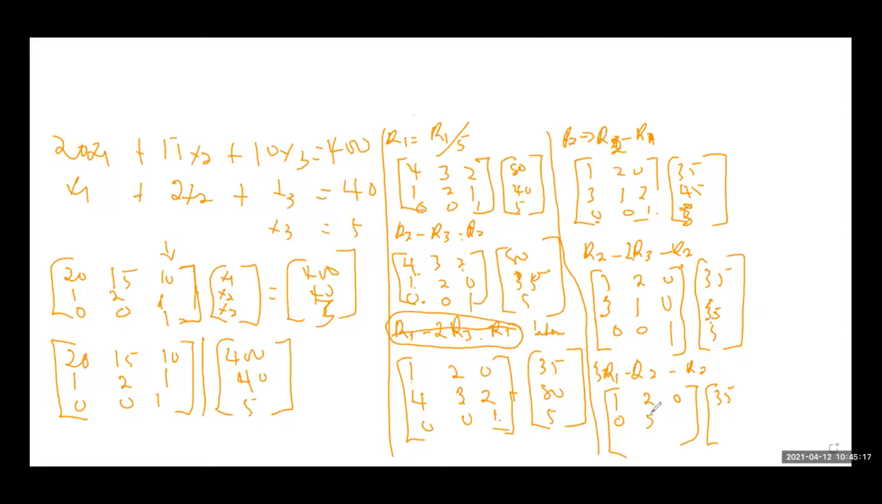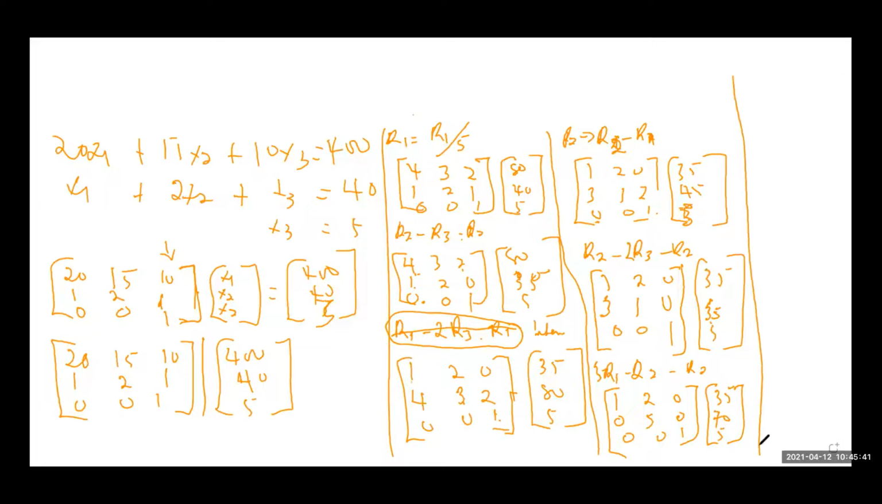6 minus 1 will give you 5. 3 times 0 is 0. 0 minus 0 is 0. 3 times 35 is 105. 105 minus 35 should give you 70, right? Yes. This should be 0, 0, 1. This is still 5.